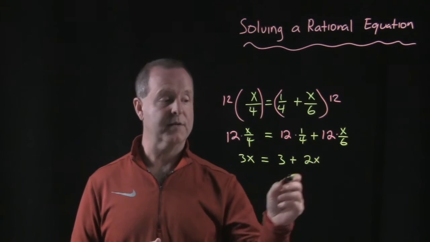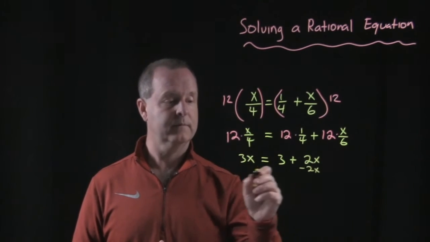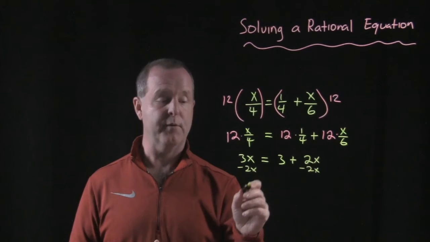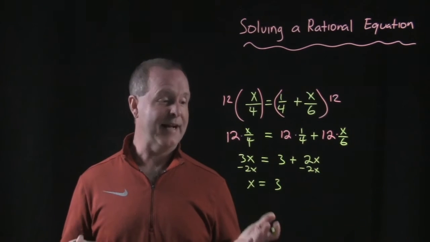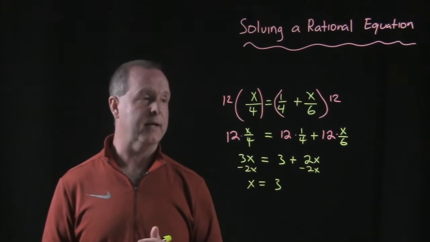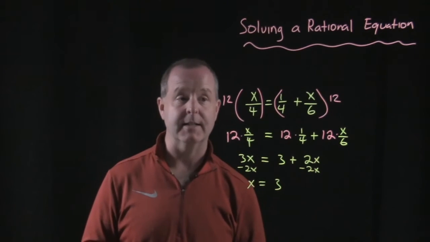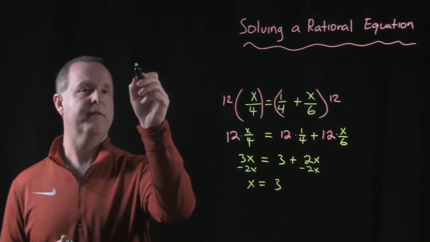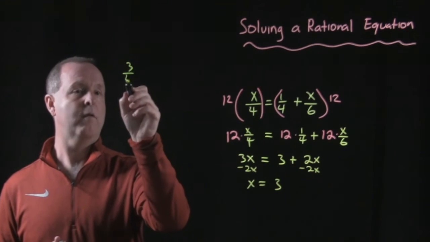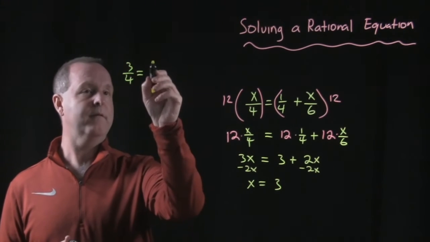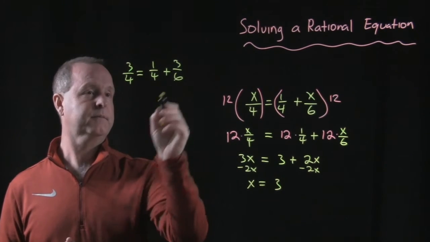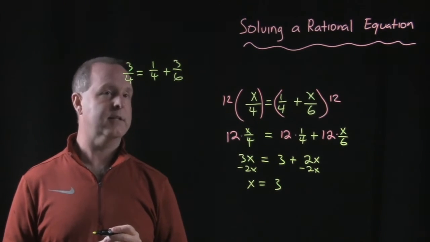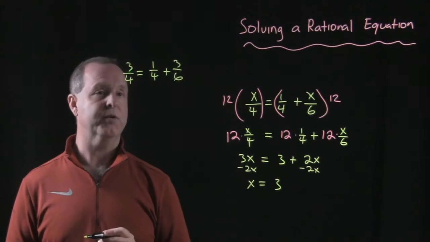I'm going to subtract 2x from both sides. So I'm left with x equals 3. And that's my solution, x equals 3. We can go back and check to see if that's the case, and let's just do that for fun. So that's 3 over 4 equals 1/4 plus 3 over 6. Let's see if that is indeed a true statement.